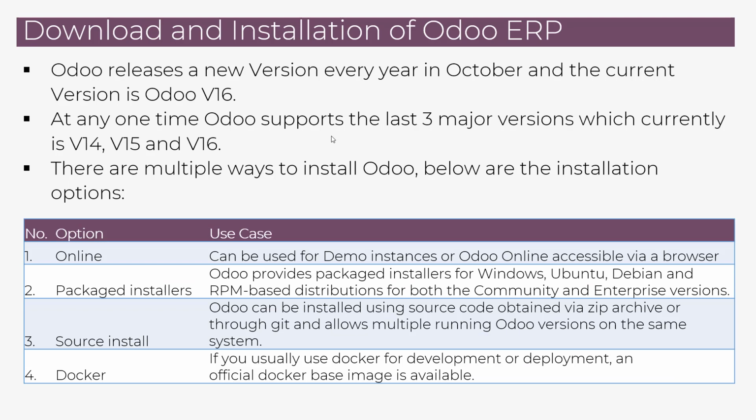So in the download and installation of Odoo ERP, Odoo releases a new version every year in October, and the current version is Odoo version 16. At any one time, Odoo supports the last 3 major versions, which currently is version 14, 15, and 16. When it reaches October this year, version 17 will be released, and now they will be supporting 15, 16, and 17. There are multiple ways to install Odoo. Below are the installation options. There's an option of downloading it online. This can be used for demo instances or Odoo Online accessible via a browser. You can also use package installers, which is what we'll be using for today. There is also the source install, and if you use Docker, you can also install it under a Docker image.